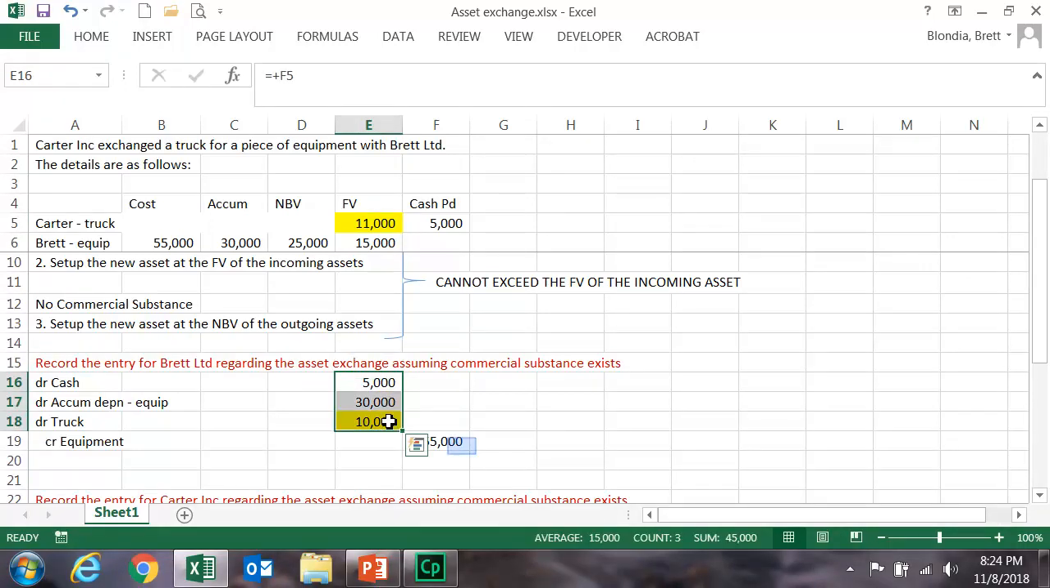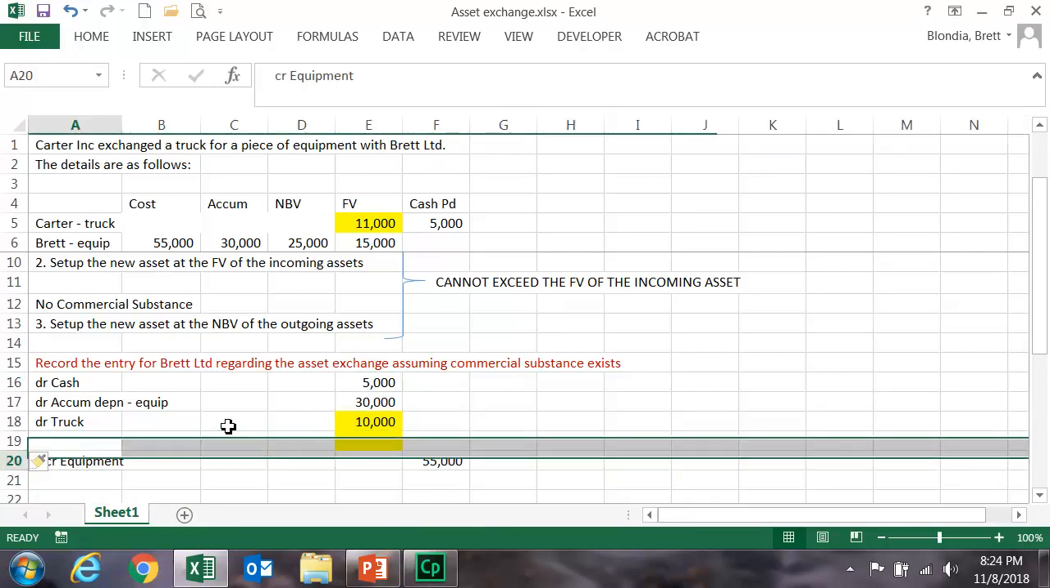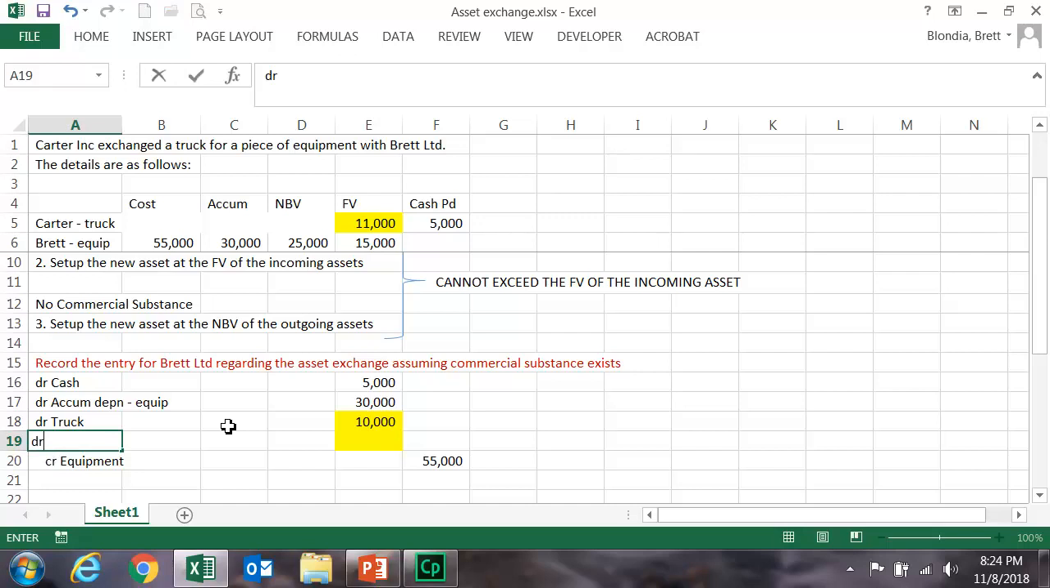If you add those up, you'll see that you've got $45,000 in debits. You've got $55,000 in credits, right? So to balance this out, I'm either going to record a gain or loss on disposal. Losses are expenses, so they are debits. Gains are credits, as they are revenues. So in this case here, I need a $10,000 debit, which means I have a loss on disposal, right?